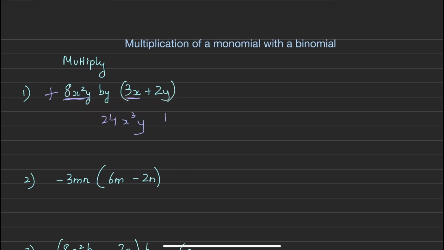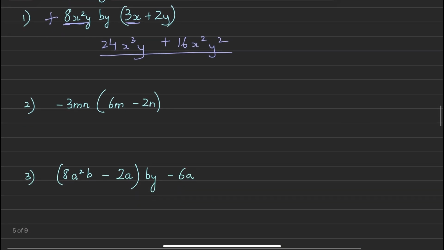8 2s are 16, positive 16. How many x's? 2 y squared. Now the multiplication part is over. Now this has become addition, but they are unlike terms, so we cannot add. So the answer is that much.